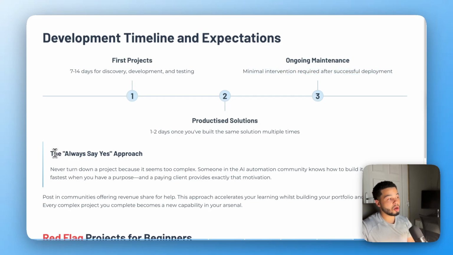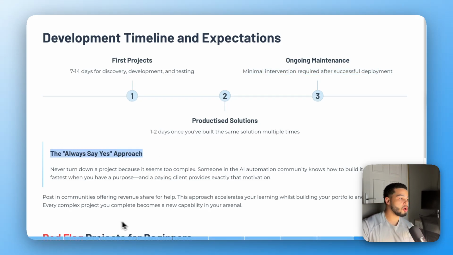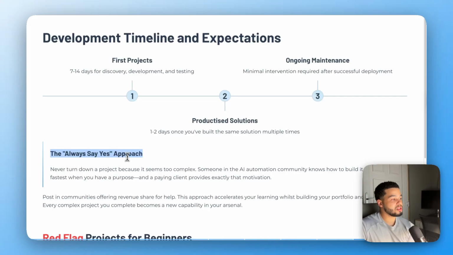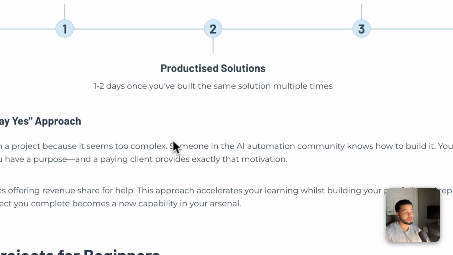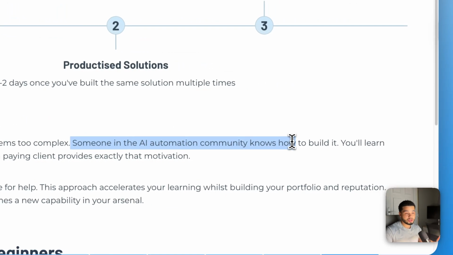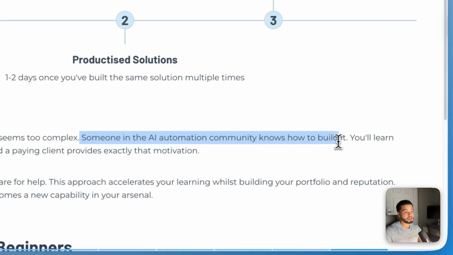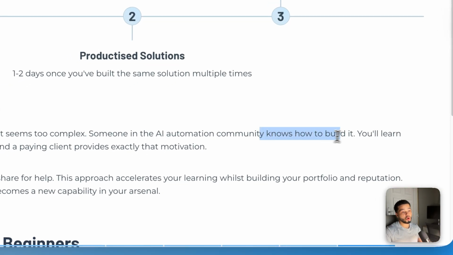Now, at the start, I was adamant on having the always say yes approach. So whenever a client came to me and asked me to build something, I would never turn down a project because it seemed too complex. The reason being is because there's always somebody in the AI automation community, whether it's my community or a random school community, there's always somebody who knows how to build it.